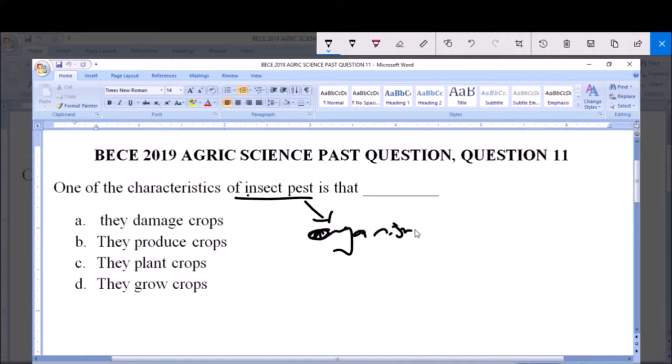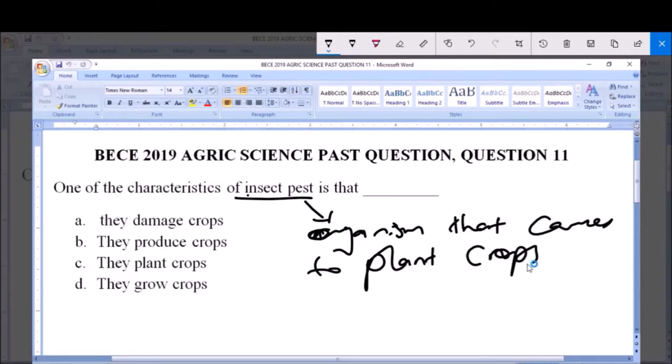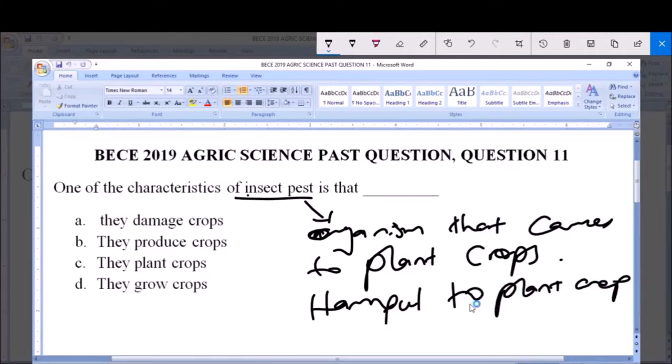These are organisms that cause damage to plant crops. That is, these insects carry out activities in the farm, and these activities are harmful to plant crops. They destroy various parts of the plant, starting from the leaves, even to the stem and also to the fruits of this plant.